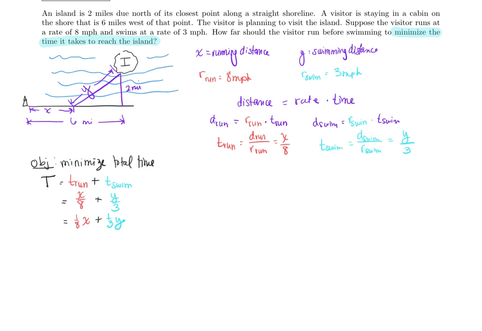So let's think about a few things with our constraints. With our constraints, we have things like the running distance, x, has to be between 0 and 6 because there's no more than 6 miles of shoreline between the cabin and the island, right? And we know then that there has to be some relationship between x and y. Otherwise, we couldn't solve our problem. So now we need to figure out how to find that last constraint.